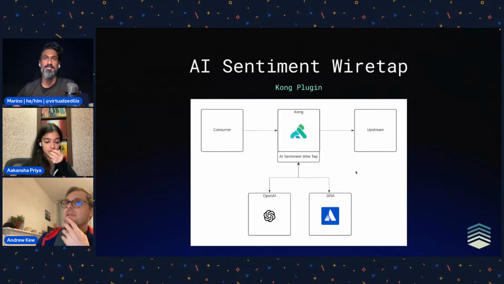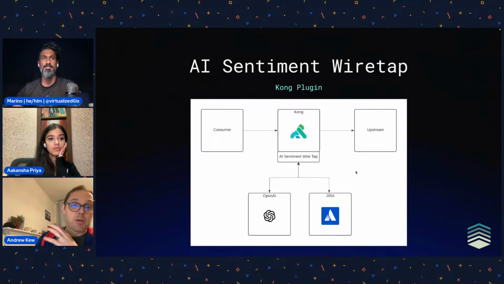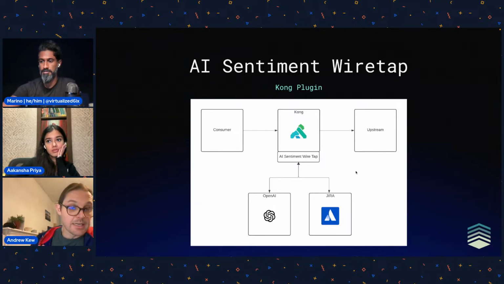So this is effectively what it looked like. The plugin was an AI sentiment wiretap plugin, and what it did was take the request that came in and send it to OpenAI to get the sentiment of the text that was given. Then, based on that sentiment, it created a Jira ticket and set the priority depending on the sentiment. And that's effectively what it was.